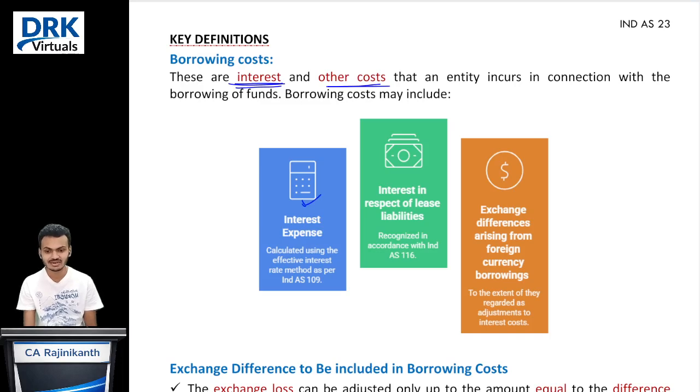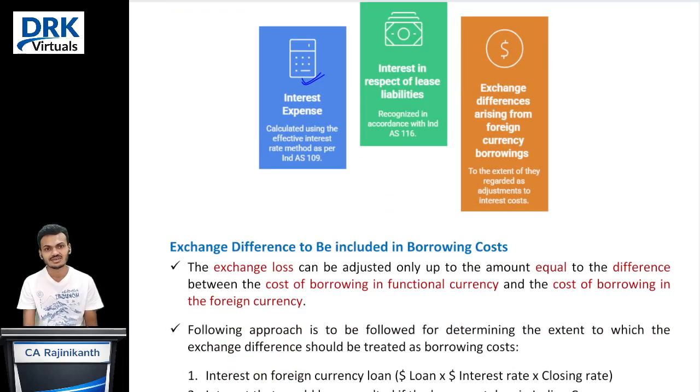And also interest expenses that we recognize under the amortized cost method by applying the effective interest rate can also be part of borrowing cost. What we do as per Ind AS 109 amortized cost method, we recognize interest cost at the end of each reporting period by applying an effective interest rate, correct? So that interest can also be part of this borrowing cost. And one more thing is interest that we recognize on lease liabilities as per Ind AS 116 Leases can also be part of borrowing cost.